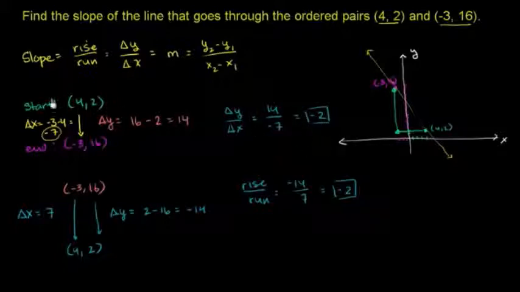When we did the other way, we started at this point and then ended at this point. Started at -3, 16 and ended at that point. So in that situation, our run was +7. And now we had to go down in the y direction since we switched the starting and the end point. And now we had to go down -14. Our run is now +7, and our rise is now -14. Either way, we got the same slope.